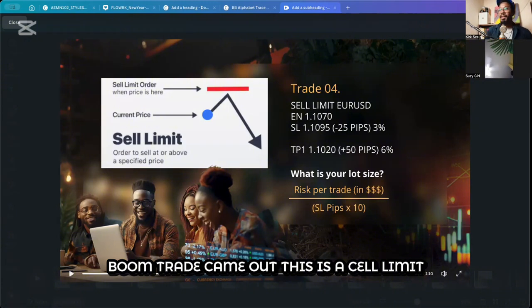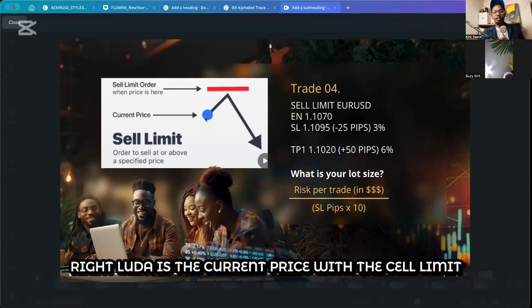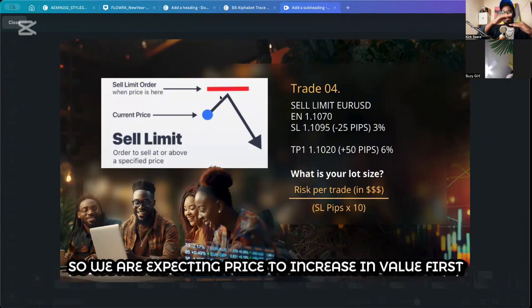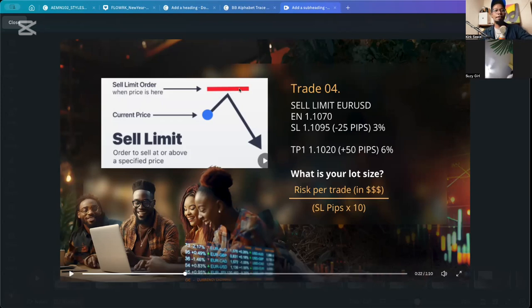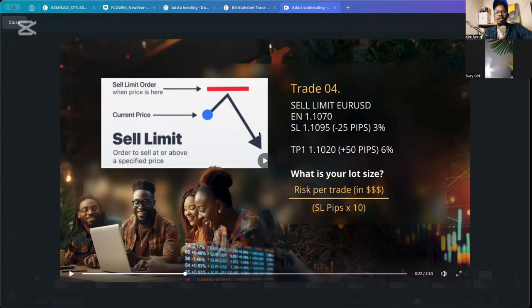This is a sell limit. Blue dot is the current price. With the sell limit, we want a better price for a sell. So we're expecting price to increase in value first, give us our entry, and then drop. All right, this is a sell limit.